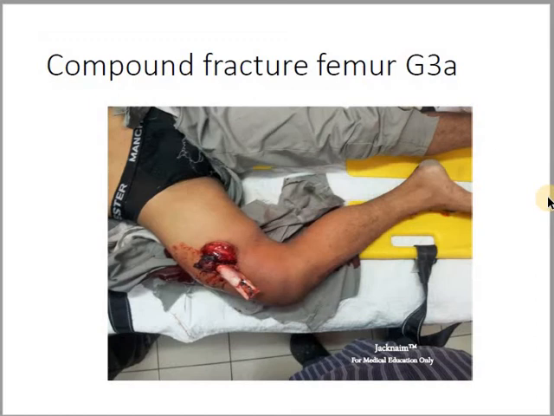Next slide. This is a picture of a man, sorry, with a compound fracture of the femur. This is Gustilo 3A. The femur is outside and the soft tissues are disturbed. So you have to deal with it in the classical way, as we learned: washing, irrigation, debridement, external fixation, soft tissue management, and so on. So antibiotic, anti-tetanus. Next slide.